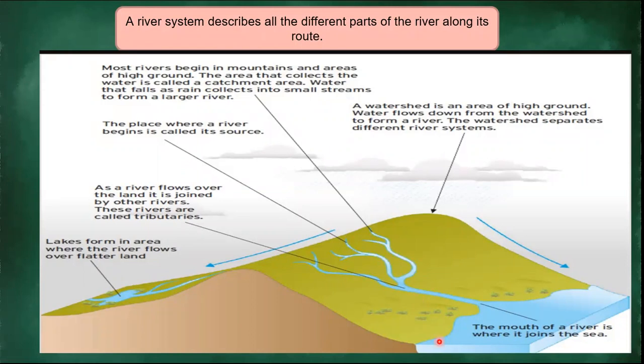Lakes form in areas where the river flows over flatter land. Yes, a lake is something like a pond or a dam. It forms in an area where the river flows over flatter land. It's where we find that there is a pond. The water is not moving, okay? Moving to the last one.